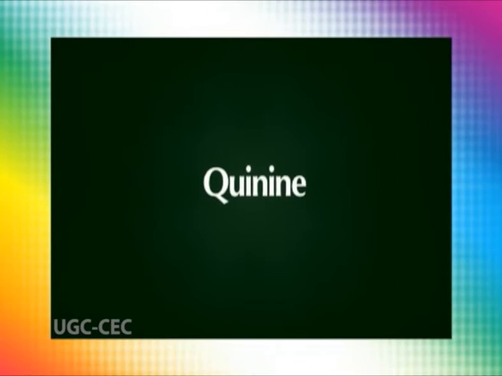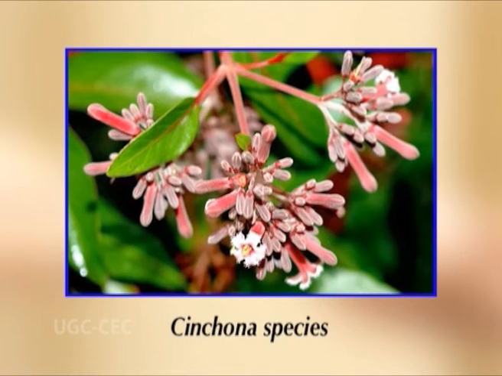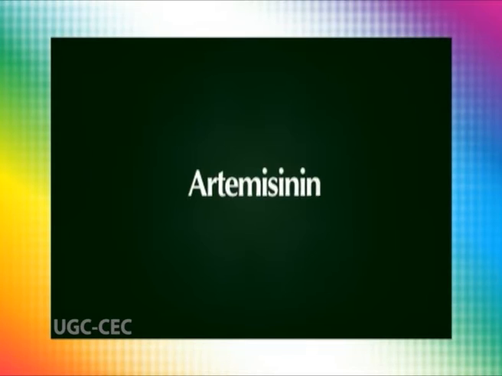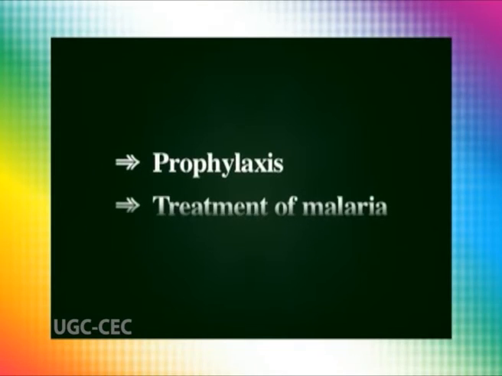Now, quinine. Malaria is one of the most fatal diseases worldwide. An old, well-known remedy for the treatment of malaria is quinine, isolated from the bark of the Cinchona tree species. Now, artemisinin. Artemisia annua is an old Chinese anti-malaria remedy called Qinghao. This was shown to be an effective remedy both as prophylaxis and in the treatment of malaria.